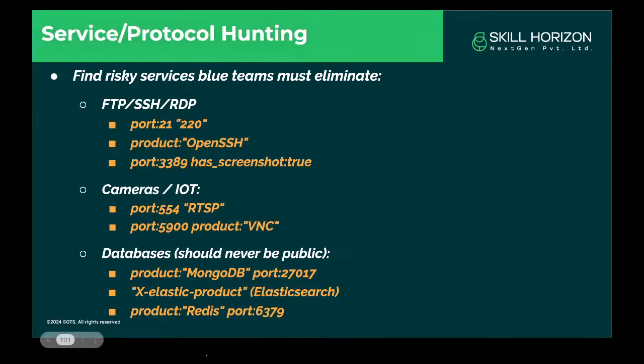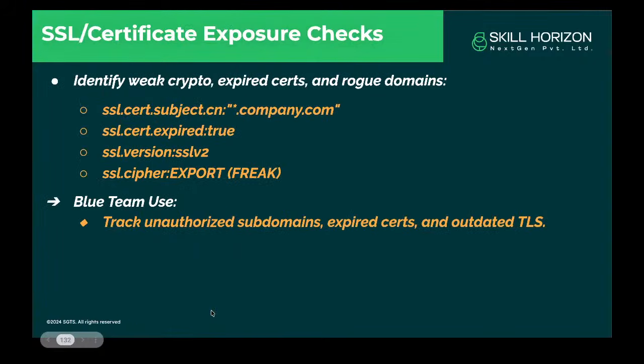For cameras, you now need to understand what particular port number is useful for what protocol, right? For cameras or IoT purposes, we commonly use 554, 5554, and 5900 for VNC. These are important queries for cameras and IoT hunting. For databases, which should not be public, you can search the databases. You can replace the database name here with another port number as well. You can also search with security headers, the product, and more.